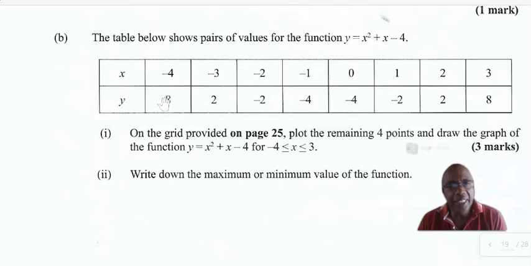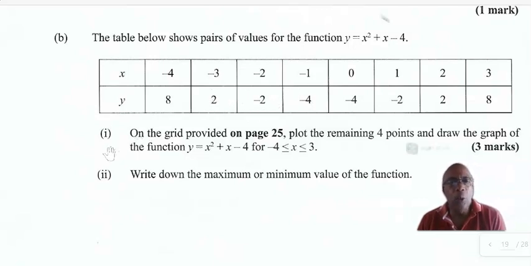As we can see, we have the range of x values from -4 to 3, and the y values go down from 8 down to -4 and then back up to 8. So the graph has a minimum value. If the coefficient of x squared was negative, then the graph would have a maximum value. The y values would go up and then come back down. So we know in this case, the graph has a minimum value.